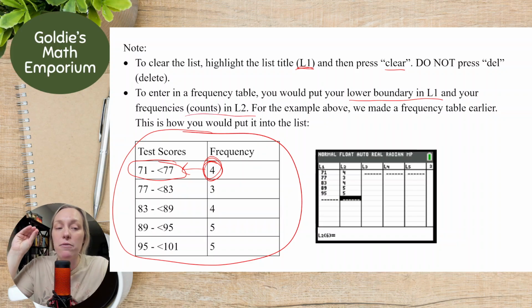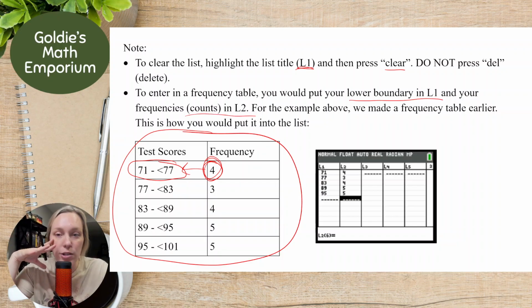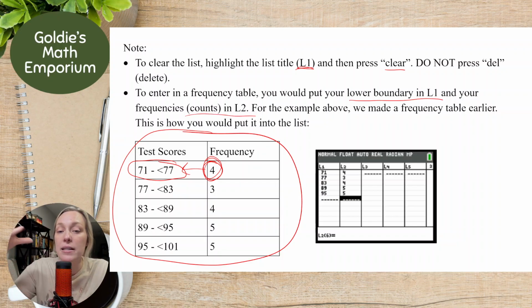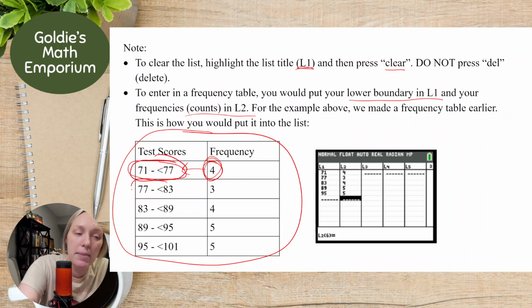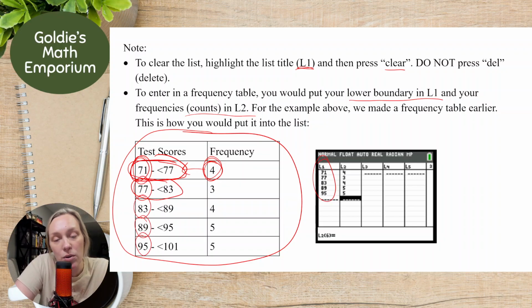So I made a frequency table of our test scores. So this is the same data, and this is what it's gonna look like in your list. Here, these are my boundaries that I made, okay? These are my lower boundaries, 71, 77, 83, 89, 95. Put those values into your list 1, and then all of these frequencies with those lower boundaries in L2. Okay. And then we can make a graph with it, and I'll show you later. Okay. But we can make a graph with it if we needed to.